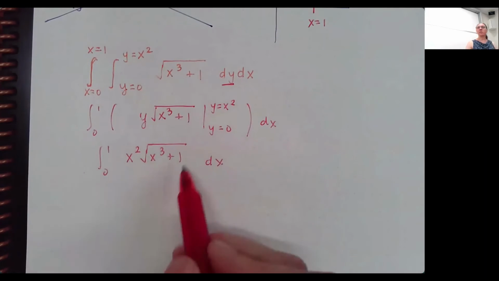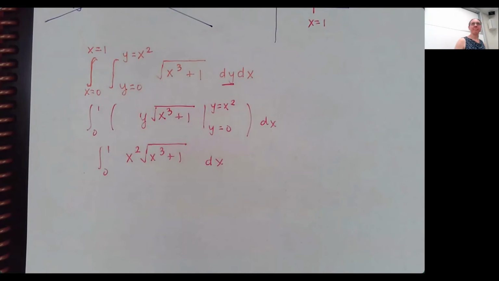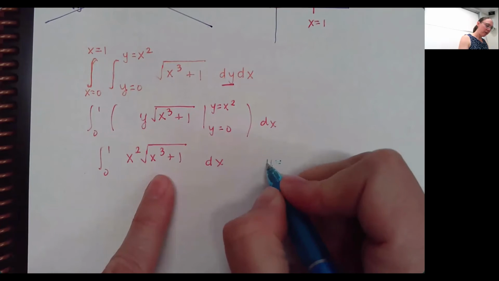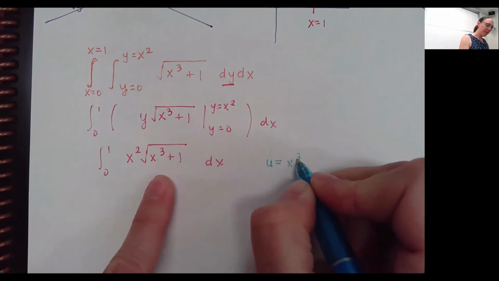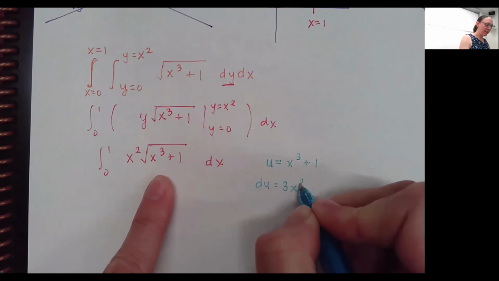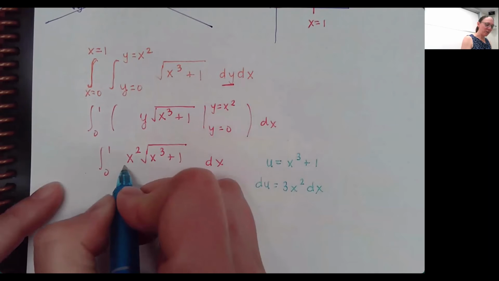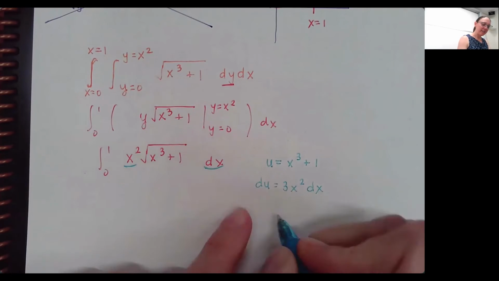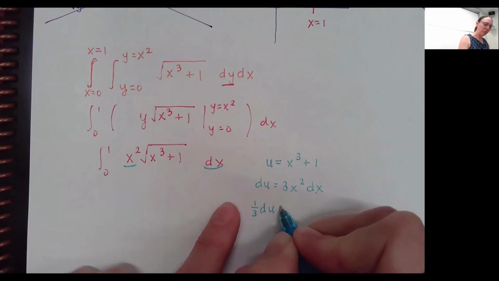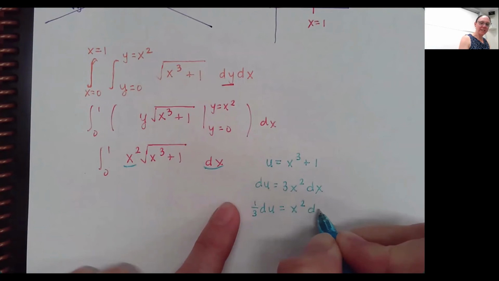So now the u substitution is sitting there waiting for me. If I let u equal x cubed plus 1, then my du is 3x squared dx. And I've got the x squared and I've got the dx. So I just need that 1/3 du is equal to x squared dx.